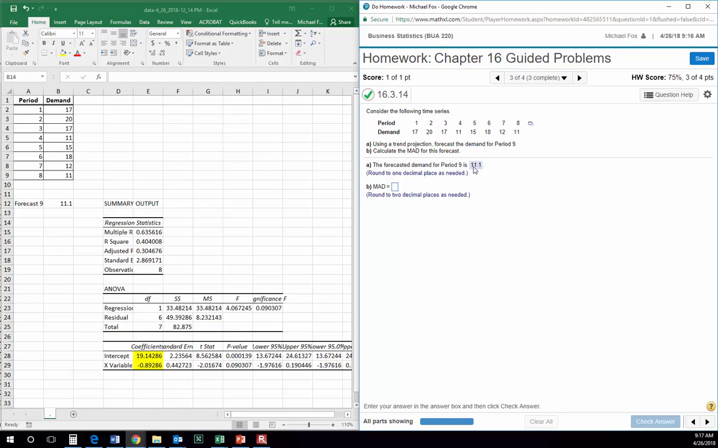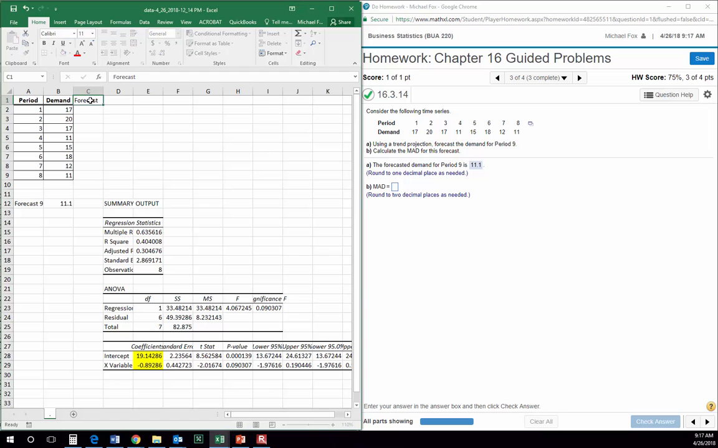And then to calculate the MAD, just like in the previous problems, we have to set up our little table. And our table for this one is on page 787. So we're going to have our forecast, our forecasting error, and our absolute forecasting error.